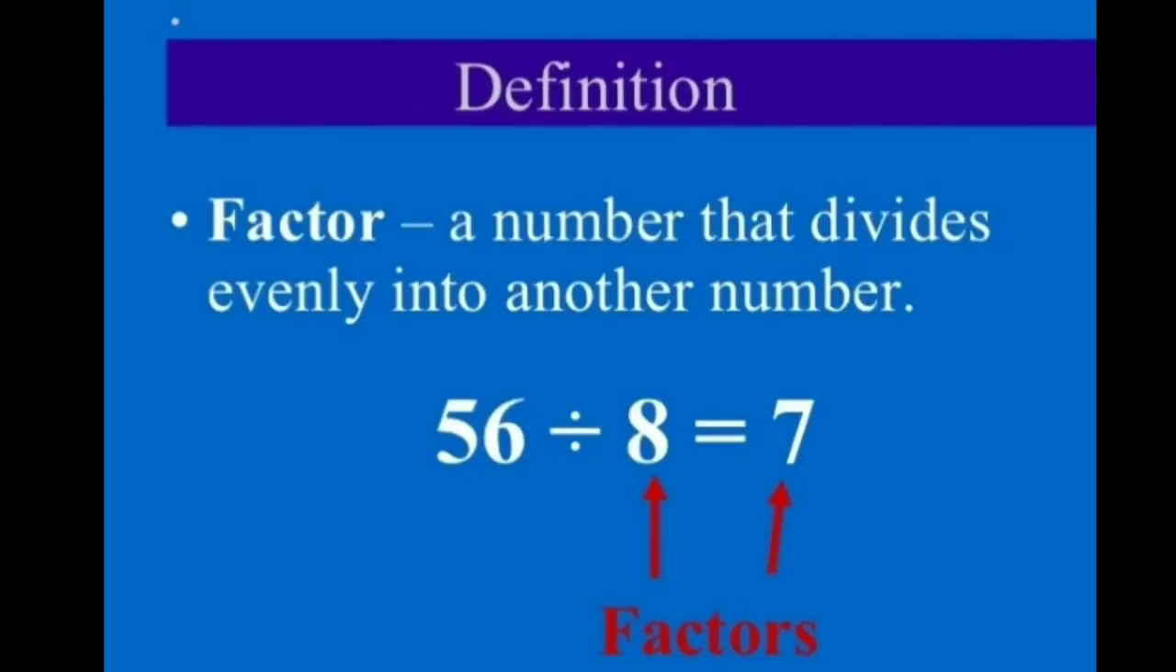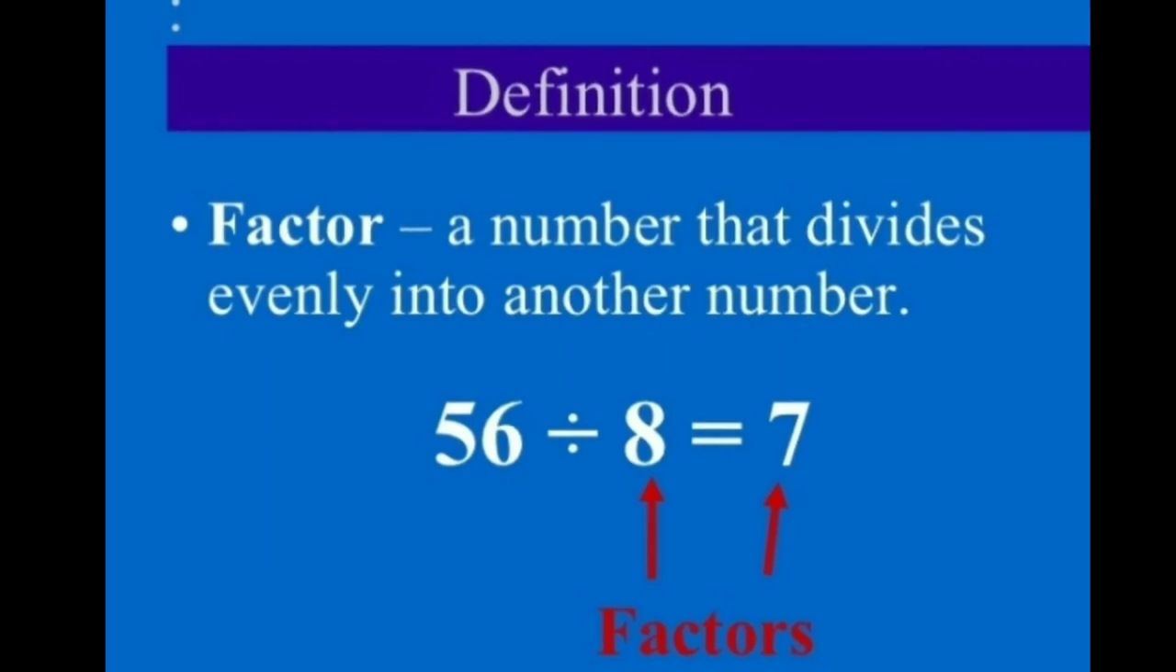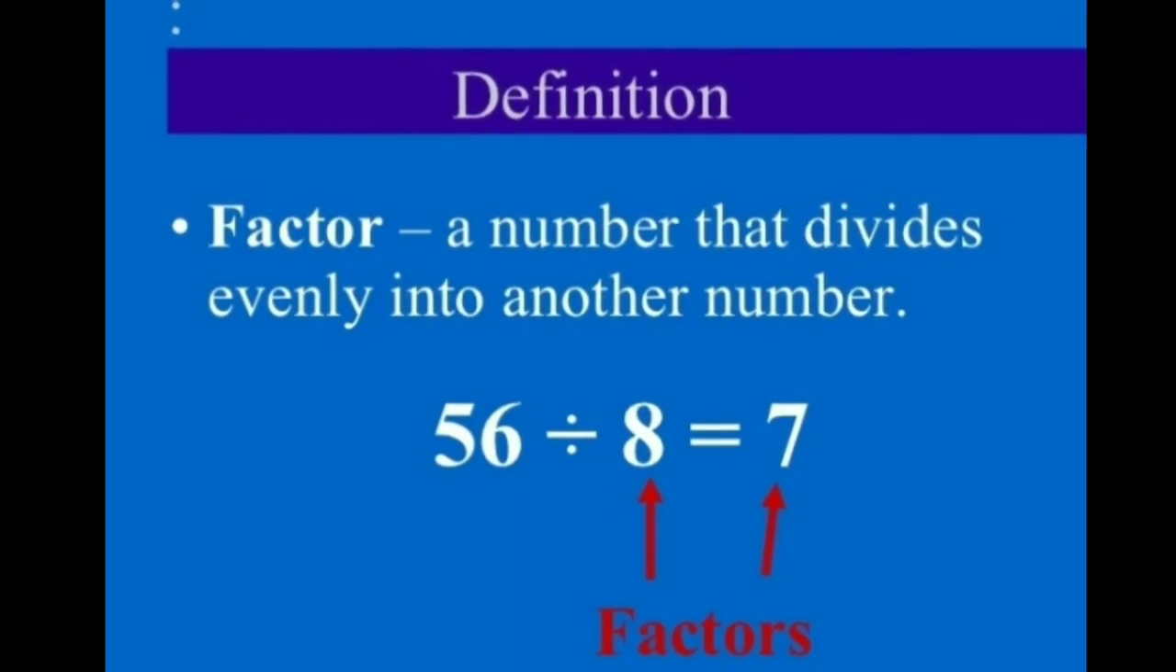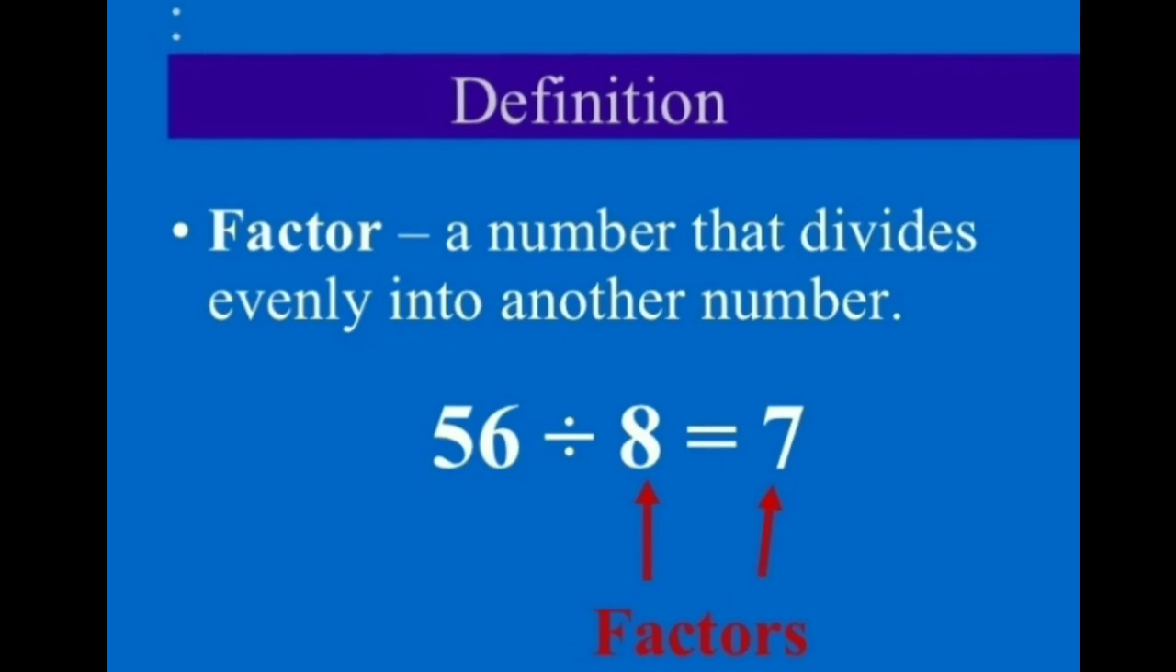Similarly, we have defined the factors in terms of division also, that is, a number that divides evenly into another number is known as a factor without leaving a remainder. It means that if a number divides completely and the remainder comes out to be 0, that is a factor. For example, 56 divided by 8 is equal to 7. So 8 and 7 are the factors of 56.